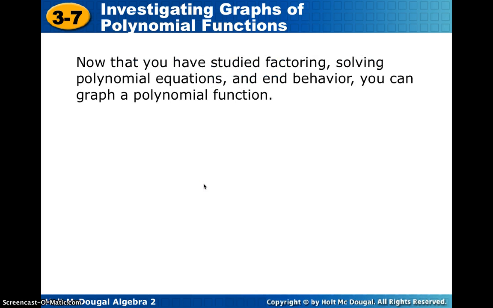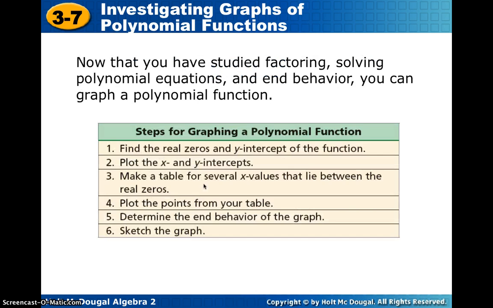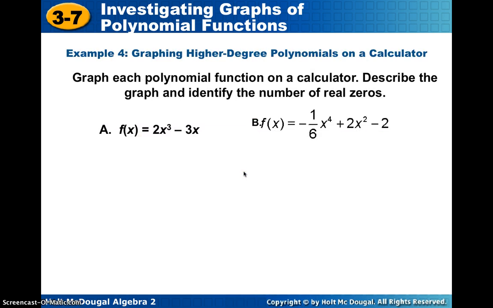Okay, so I also want you to be able to graph these. When we're graphing them, there's a couple of key attributes we can find, pretty much using our calculators right now, although it's possible to do these things without it. You can find the real zeros, the y-intercepts. Okay, so let's go ahead and graph these on our calculator and see if we can describe the graph and identify the number of zeros from the graph.